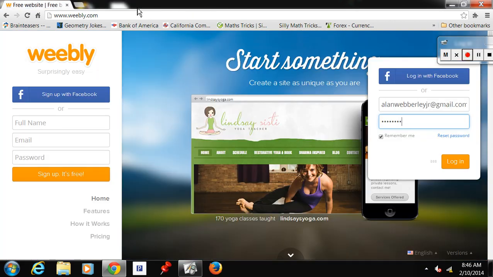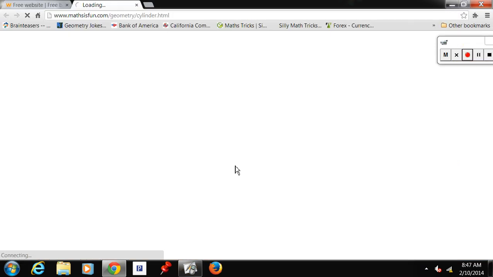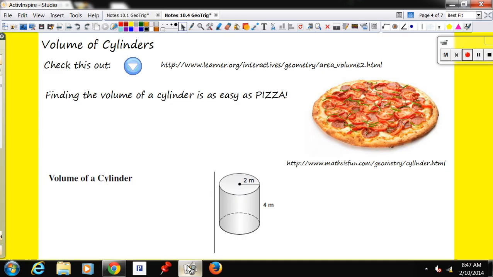Now let's look back at this right here. Why would I say it's as easy as pizza? Because pizzas are round, but there is a cool little thing that talks about pizza. Remember, our volume formula, we did pi times r squared, right? That gave us the circle. And then what do we multiply it by? The height. This website's not coming up, so I'll show it to you. It's as easy as pizza.